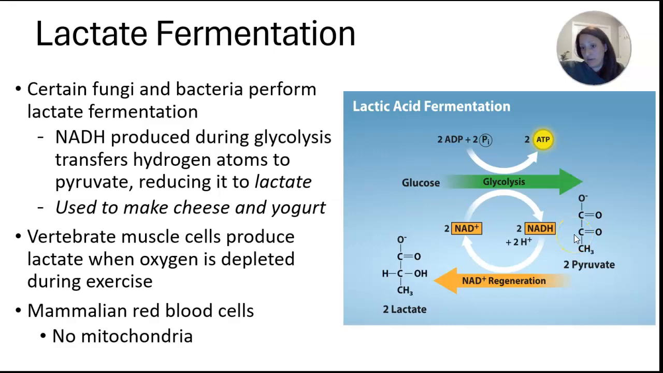Pyruvate would enter the mitochondria and go to the second step. But in this case, we don't have oxygen, so that doesn't happen. What happens instead is a regeneration step. We need to regenerate NAD+ so it's ready for the next round. So pyruvate is going to gain electrons and protons, and we'll regenerate NAD+, and from this pyruvate we also make 2 molecules of lactate. The NAD+ is then ready for the next round of glycolysis, and lactate is our byproduct.